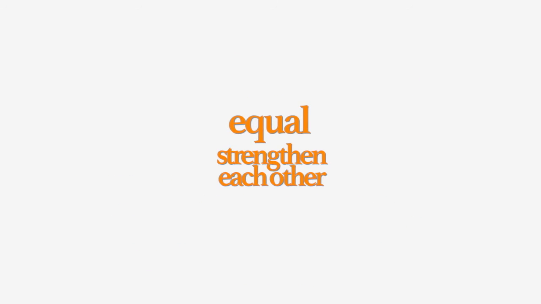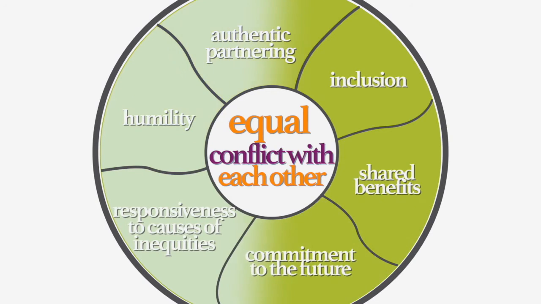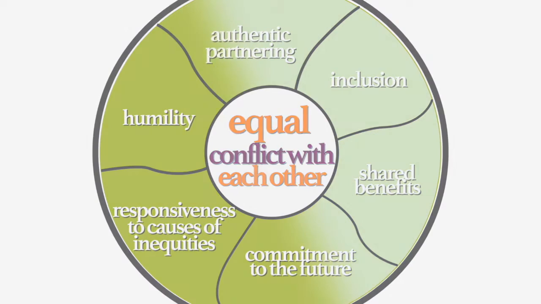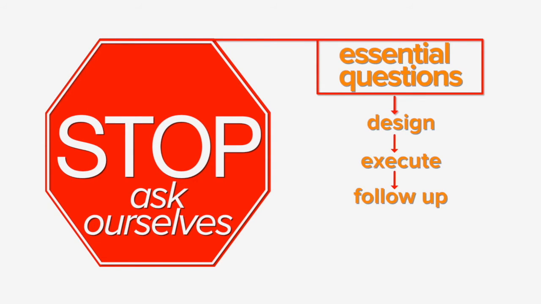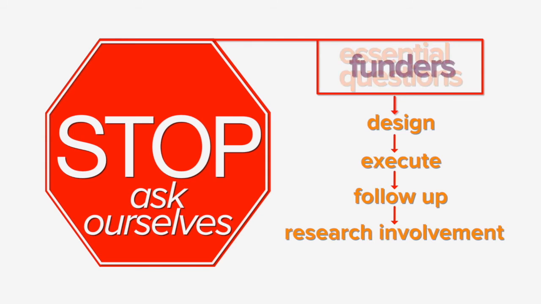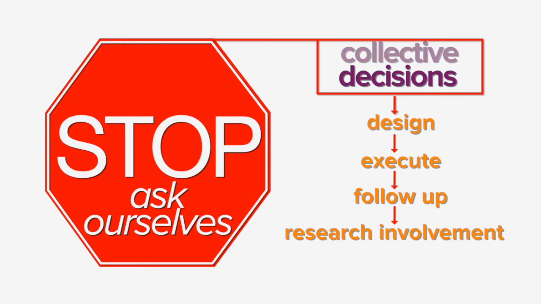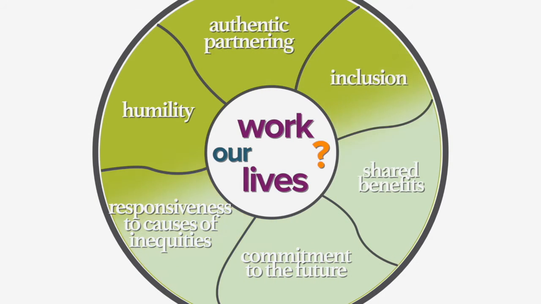While these principles are all equal and serve to strengthen each other, they may sometimes come in conflict with each other. Most of all, these principles demand that we stop and ask ourselves essential questions as we design, execute, and follow up on our research involvement, whether as funders, as researchers, as members of civil society, or as citizens concerned with the decisions we collectively make. How might we all imagine these principles informing our work and our lives?